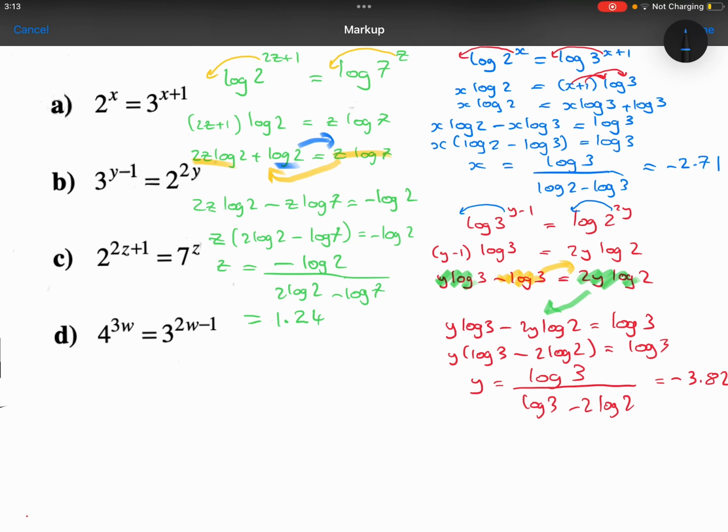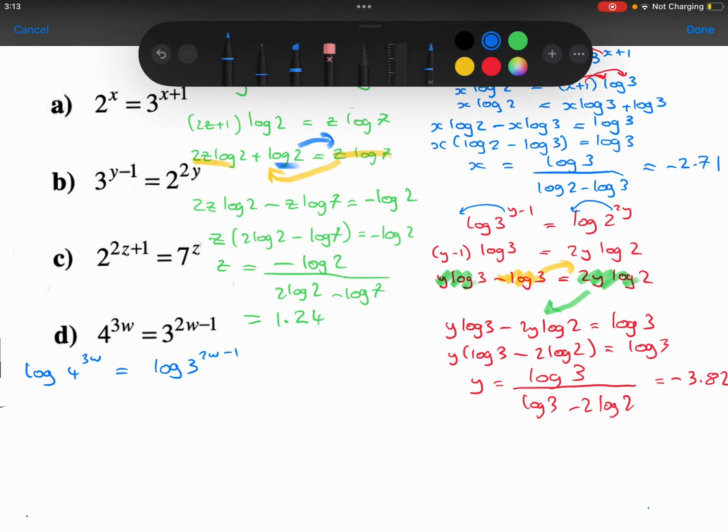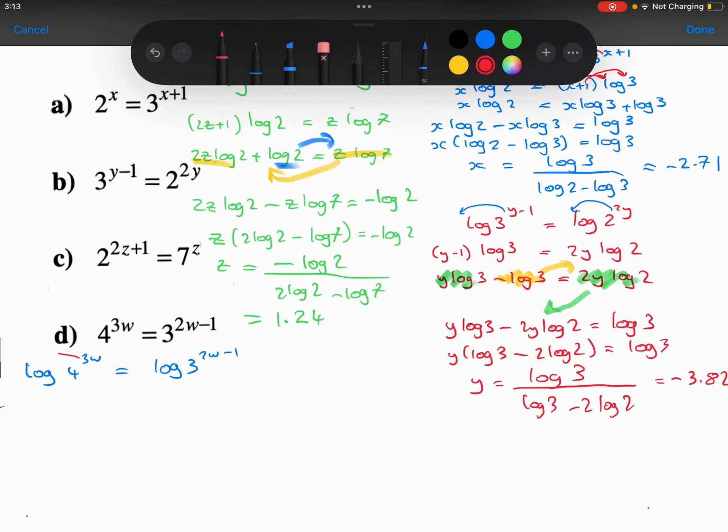Then part D, same idea again, take logarithms of both sides. We'll then use the laws of logarithms to bring these powers down so that they're coefficients. Making sure we keep brackets around that 2w minus 1 because there's two terms there in the coefficient. Expand those brackets.